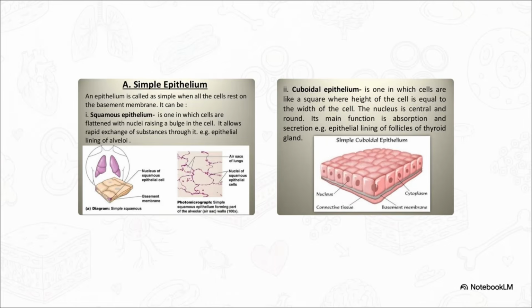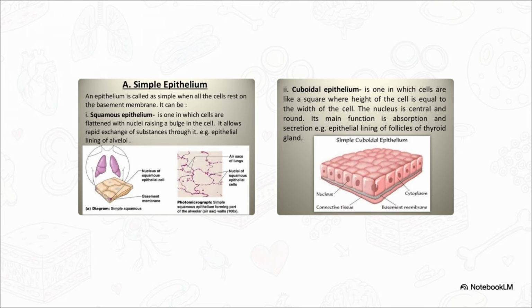That's it. Now check out how the physical shape of these simple cells perfectly dictates their job. On the left side, we've got simple squamous cells. Notice how flattened out they are? Because they're so incredibly thin, they allow for rapid exchange of substances, which is exactly why they make up the walls of the alveoli in our lungs to trade oxygen.